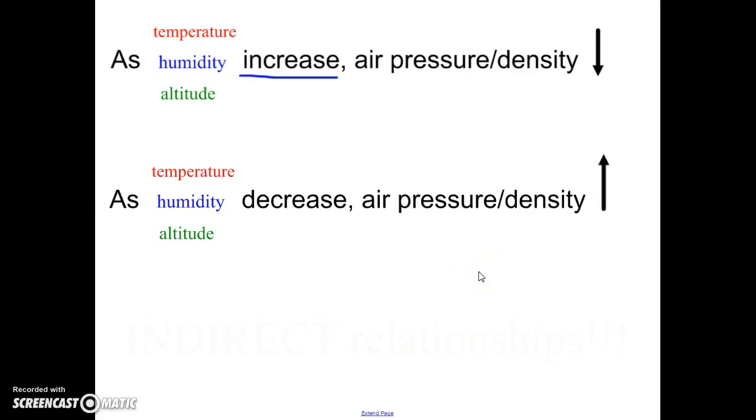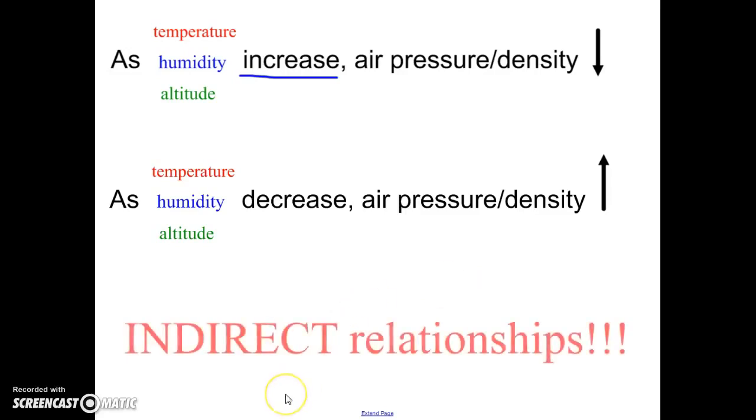So what do you notice about these two sets of relationships? Hopefully you're noticing that they are all indirect. And that is a very helpful way to remember the air pressure relationships.